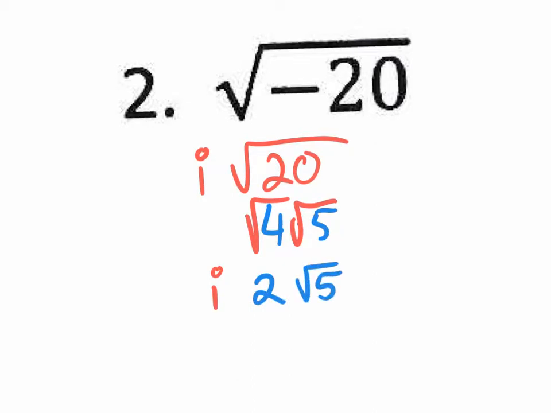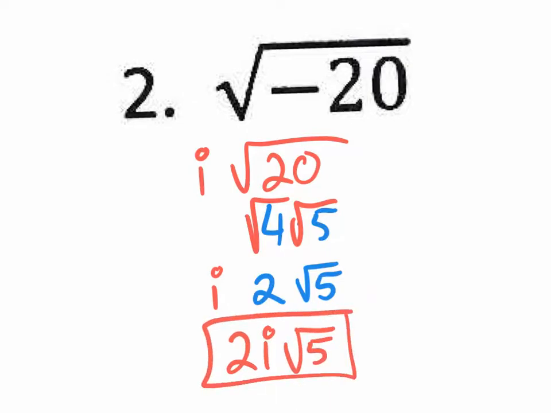So what I really have here is a letter times a number, right? If you had x times 2, would you say x2 or would you say 2x? 2x. So right here, we're going to write it 2i. And then the square root of 5, you just bring it down. You can't do anything with that. That is your final answer.